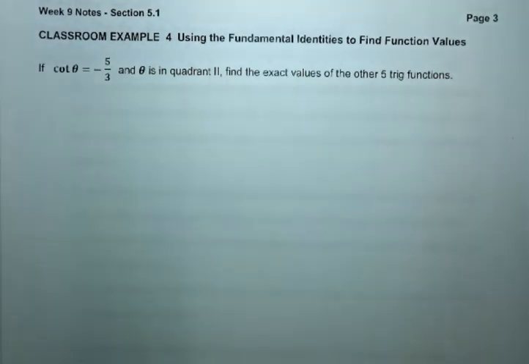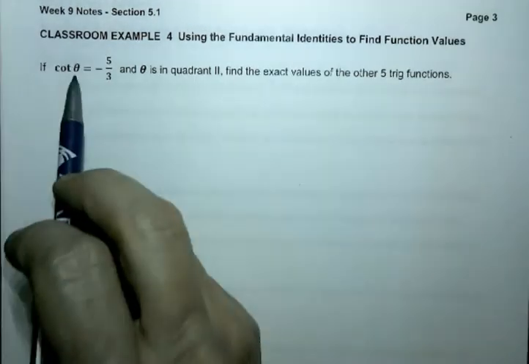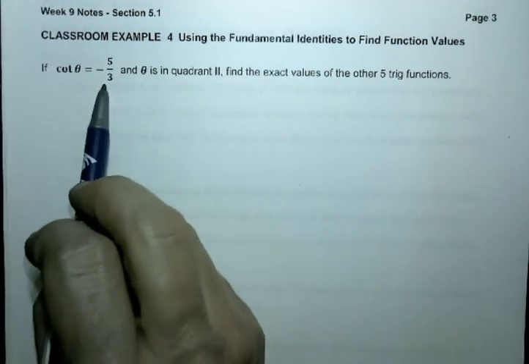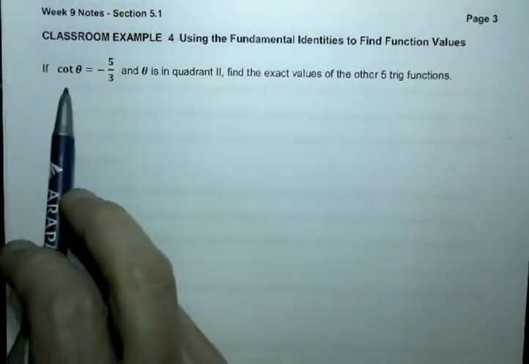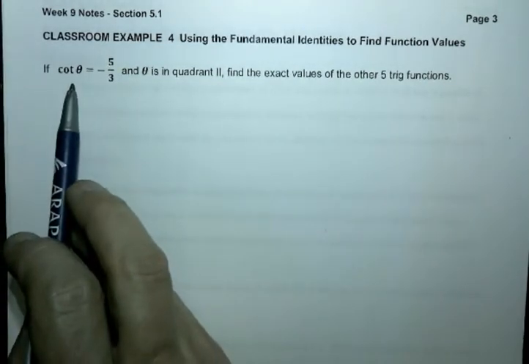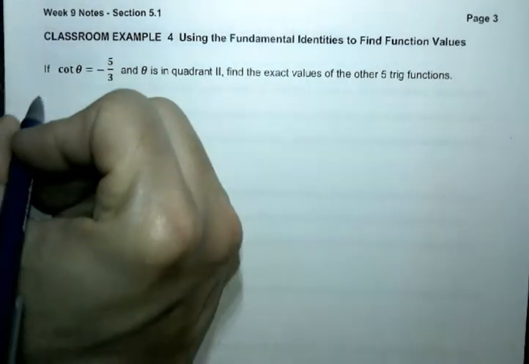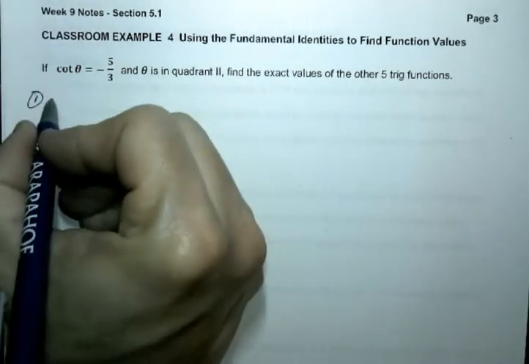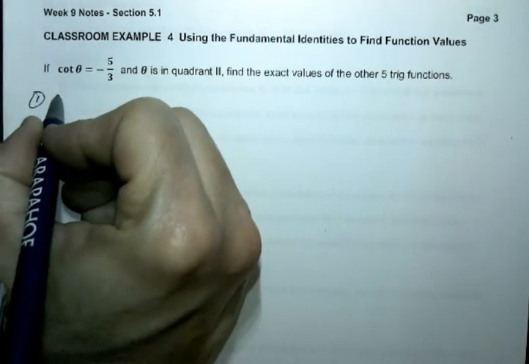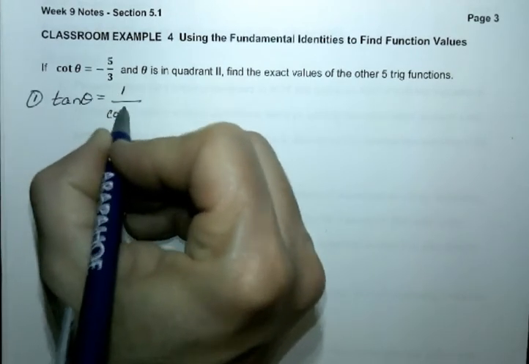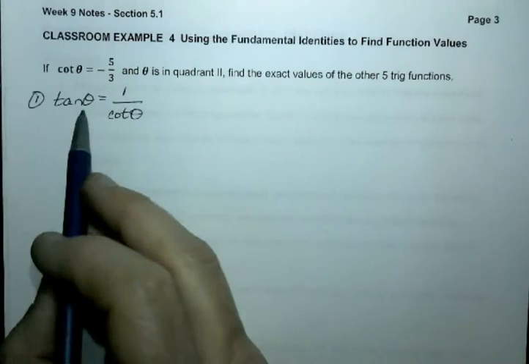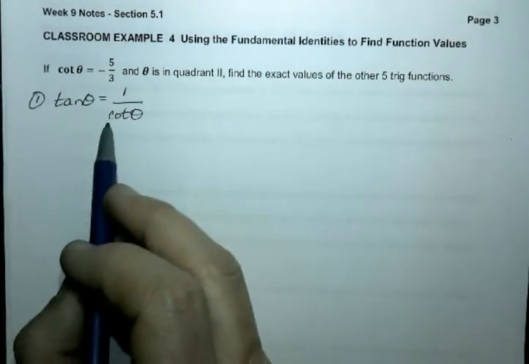One more way that we can use these identities is to find values of the trig functions if we only have the value of one of our trig functions. In this problem, we only know the value of cotangent of theta, and we know which quadrant theta is in. So let's go back and look at our identities and see which ones involve cotangent. One of them is one of our reciprocal identities that says that tangent of theta is equal to 1 over cotangent of theta. That could be useful because that way we could get tangent of theta right away.